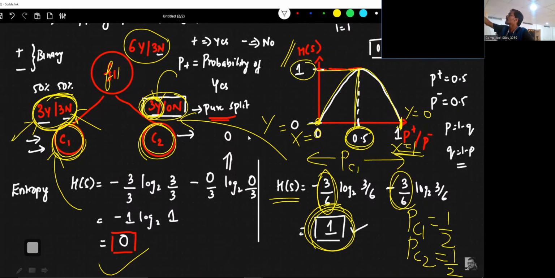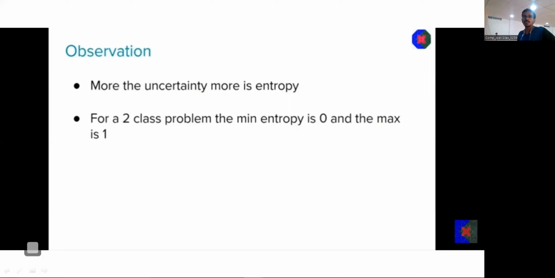So remember, this y-axis is entropy. How much is the entropy? It will range from 0 to 1 in case of 2 classes, and probability also goes from 0 to 1, which is on the x-axis. So the observation is that the more the uncertainty or randomness, or the less confidence, the more the entropy. And for a 2 class problem, minimum entropy is 0, maximum is 1.